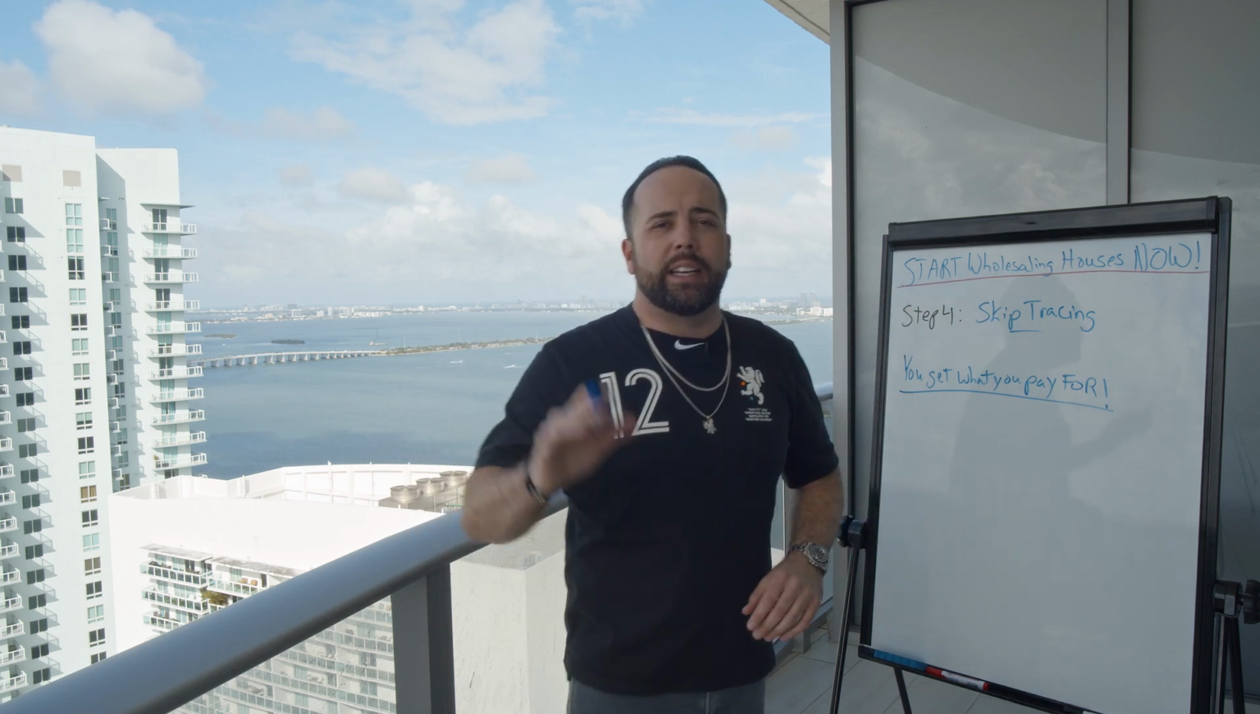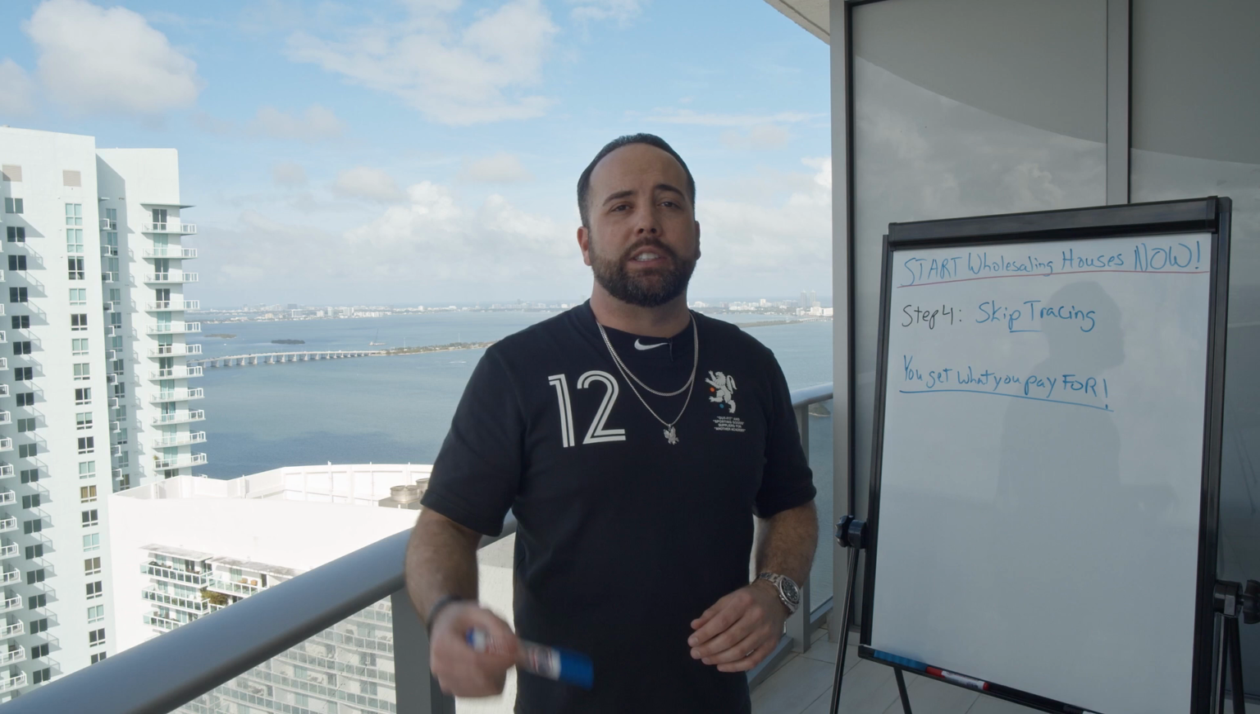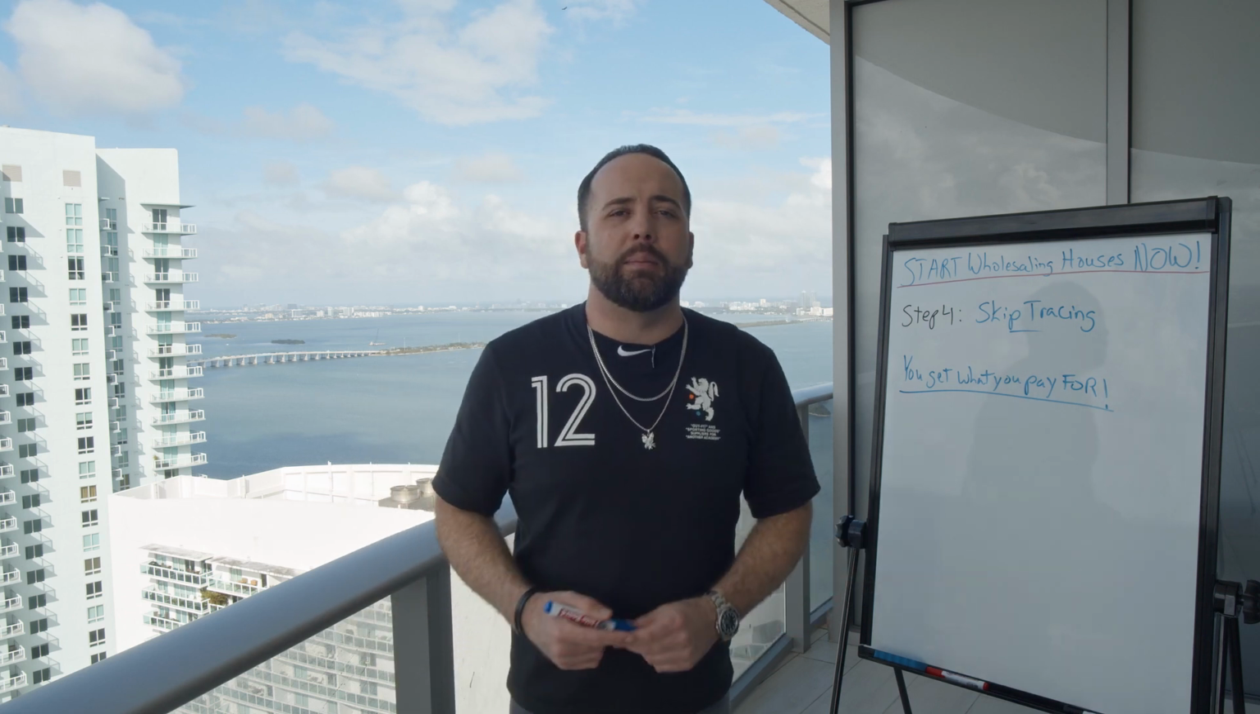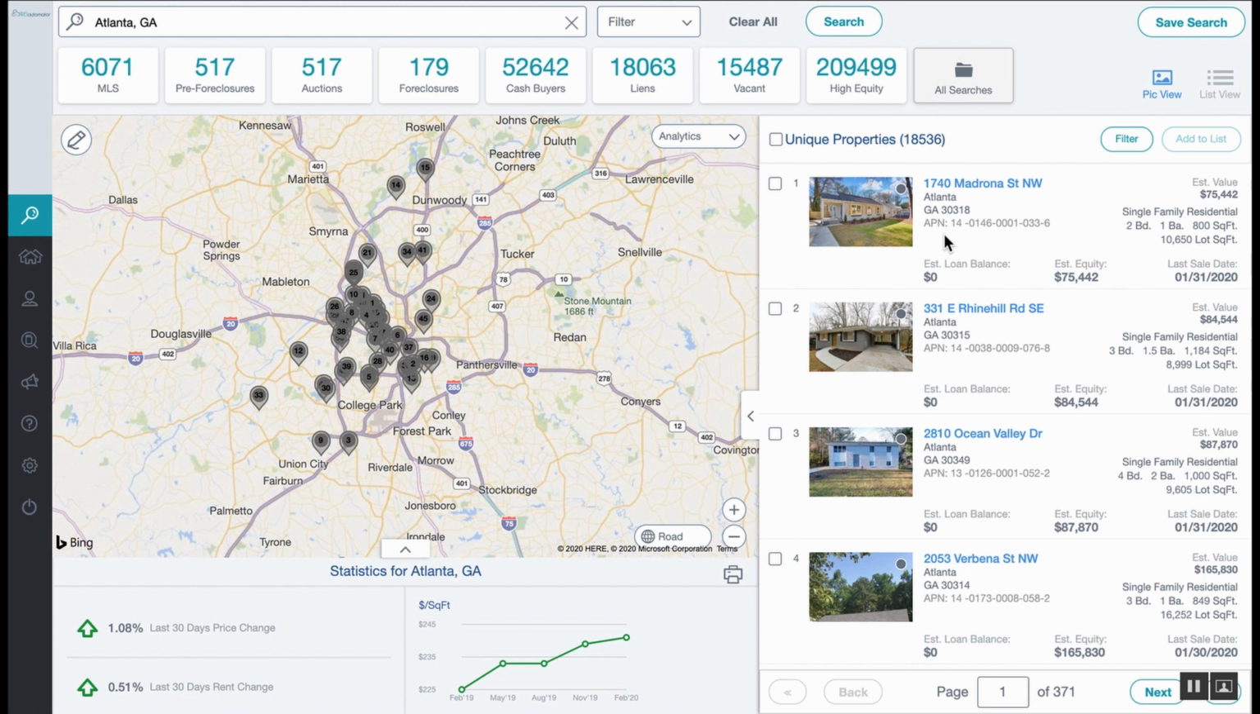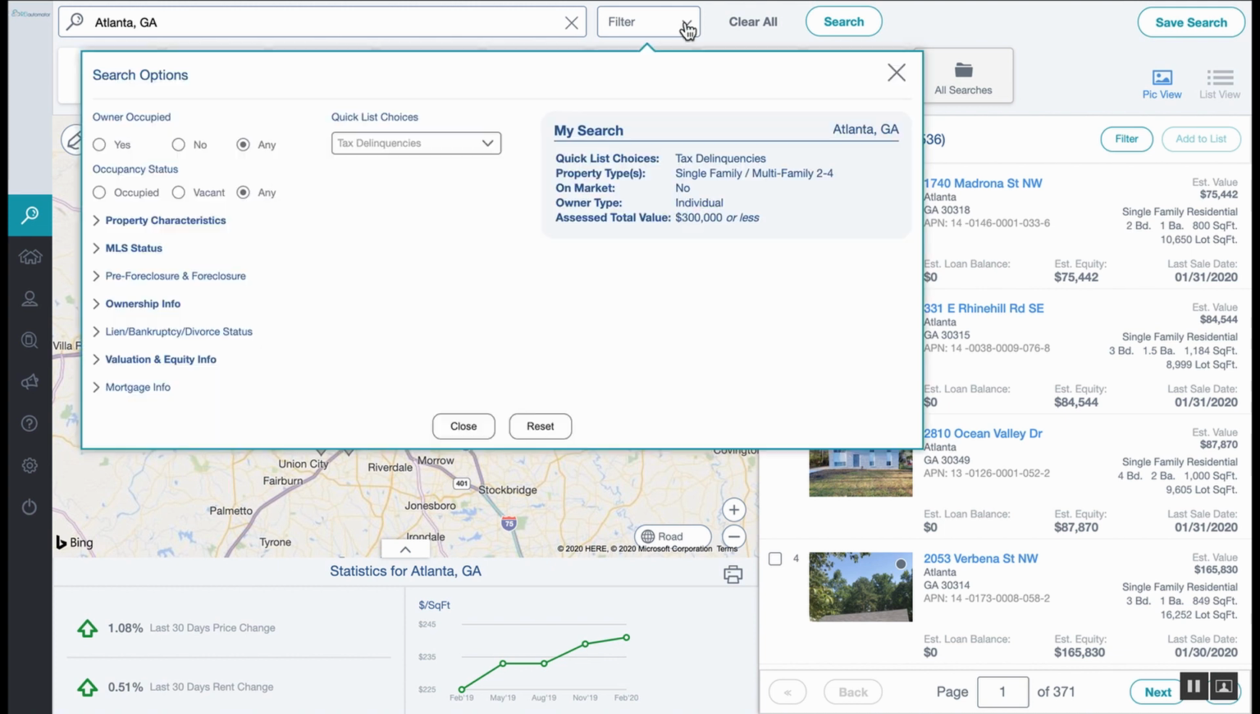I'm going to take you into REI Automator now and show you how we skip trace in there. Literally how we can have a list of phone numbers and emails within a minute to a couple of minutes. I'm going to show you that now. We're back in REI Automator. How is everyone doing? So if you haven't watched the last step on pulling your list, I'll show you here.